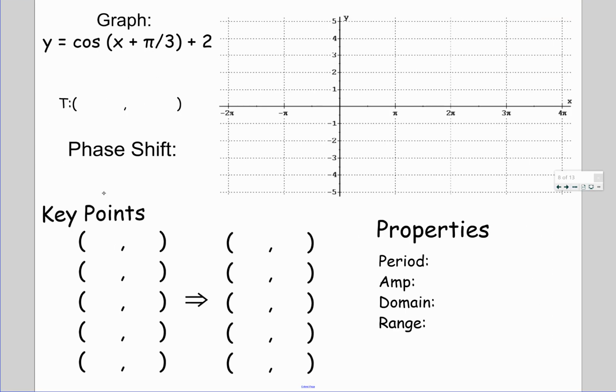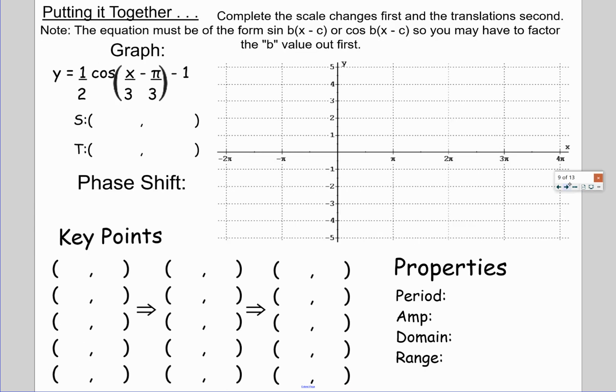All right, so this is where we ended on Wednesday. We did two of these examples, one with scale changes, one with translations. So what you have on your paper now is we're just going to put all of those rules together. So we're going to do two graphs that have both scale changes and translations in them, so you can see kind of what one big one's going to look like.